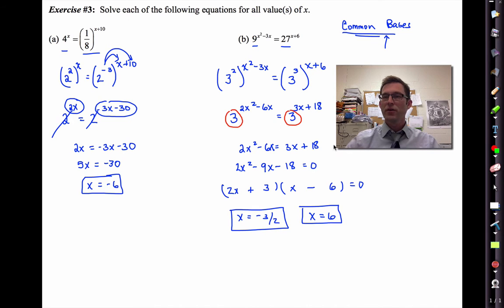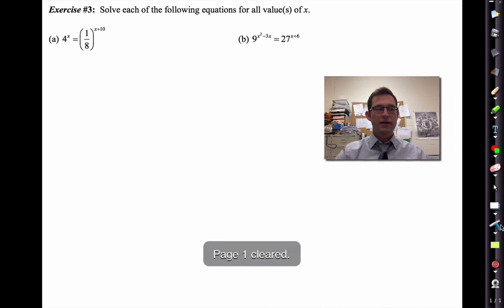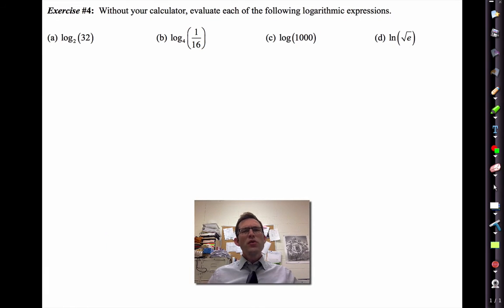All right, here we go. Scrubbing, moving on. So now we move into logarithms. And logarithms are very strange. So before we even get into this exercise, let me just talk a little bit about logarithms.